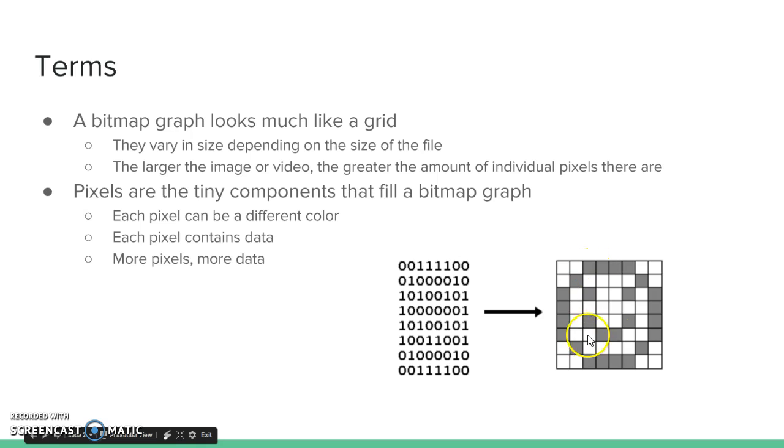The black and whites are the pixels, and each pixel contains data in binary, which is data comprised of zeros and ones. Each pixel can represent a different color comprised of the data within it. Each pixel may have different data, maybe repeat pixels, and the more pixels there are, the more data there are.